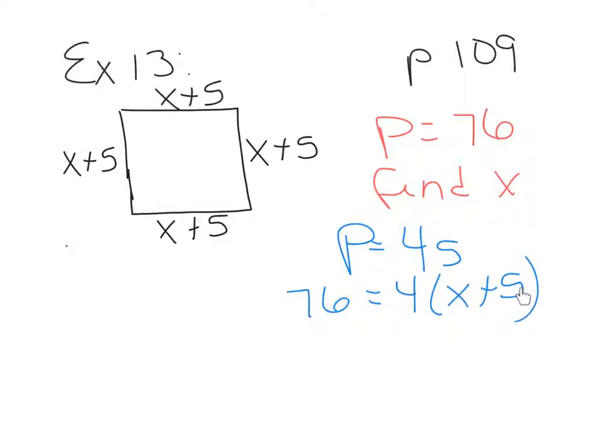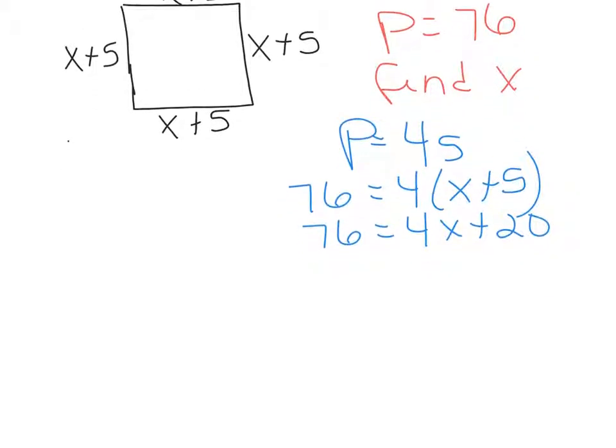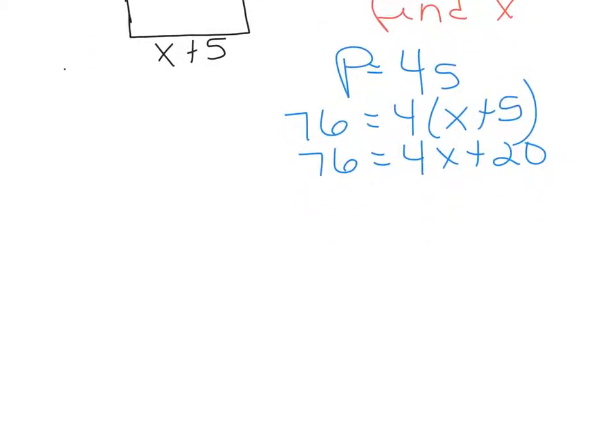We're going to distribute 4 and then we'll isolate the x. So that would be 76 equals 4x plus 20. We're going to subtract this 20 from both sides now. We get 56 equals 4x. Oops, that's not an x. And then we're going to divide by 4. 56 divided by 4 equals 14.